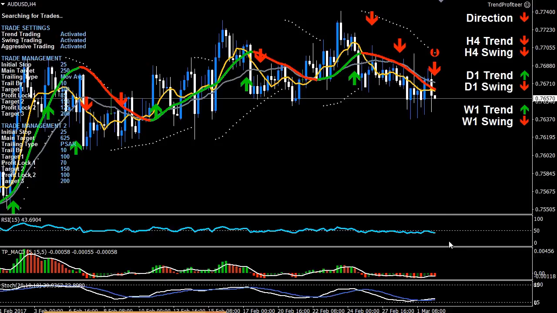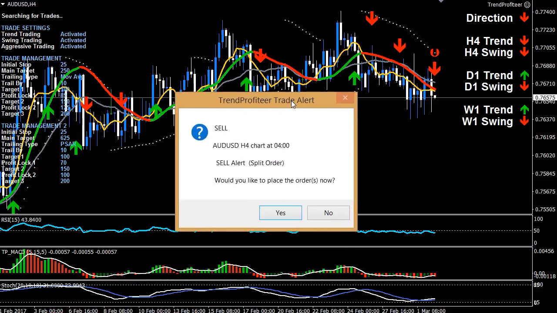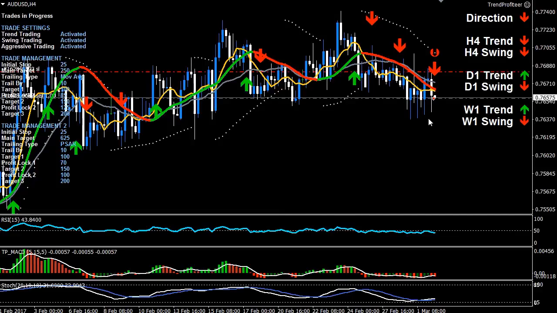The RSI is down. The MACD is below the zero line, so price is under pressure. We've got price below the fast moving average, which is below the slow moving average. So all the indicators are in place that tell me that price is under pressure and may fall. So I'm going to take that trade. And as you can see, it's as simple as that.